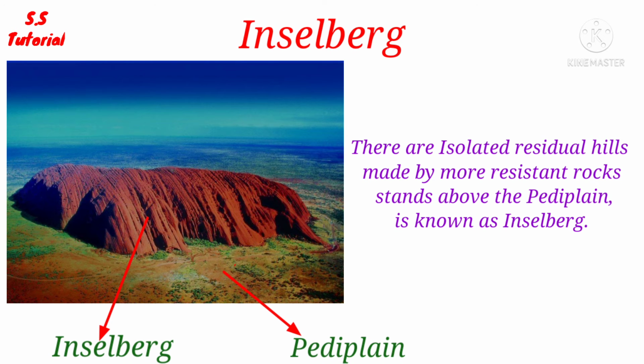An isolated residual hill that stands above the pediplain is known as an Inselberg, which is the same as a monadnock made by fluvial erosion.